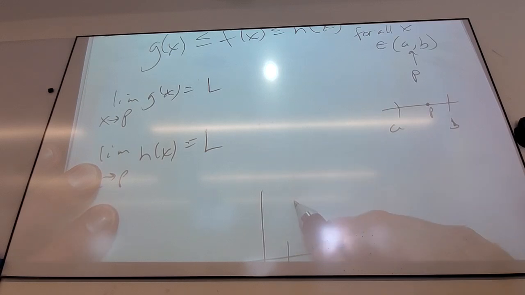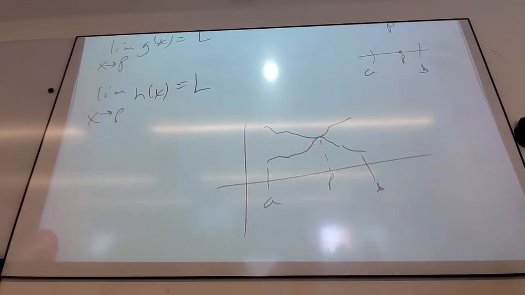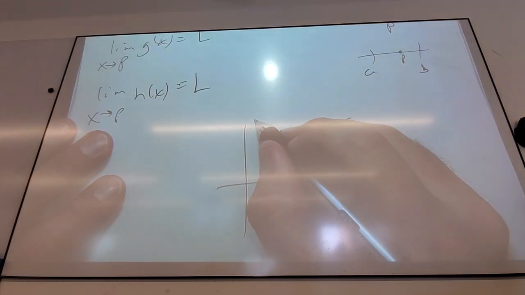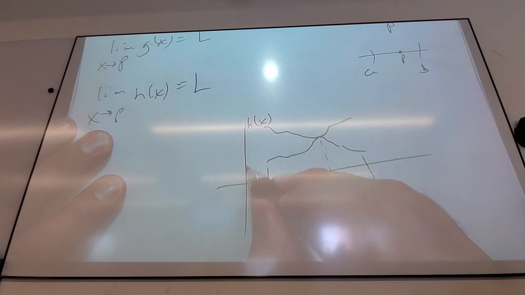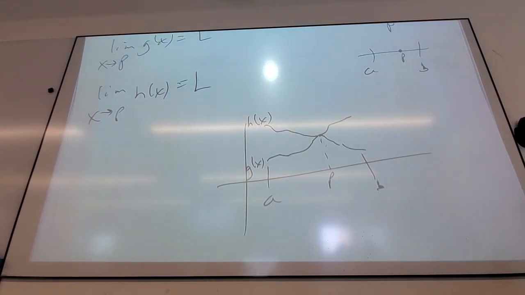Here's my H function, here's my G function, and this is P. So let me see. This is my H function, it's the biggest one. This is my G function, it's the smallest one. But at P, they have the same limit. Is that cool? That limit is L here.